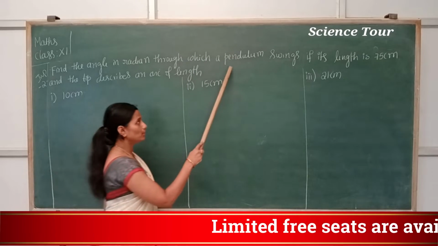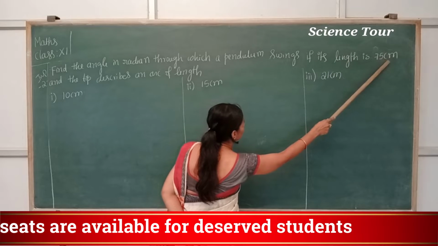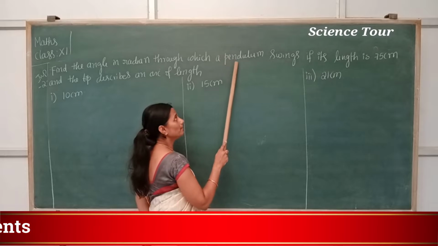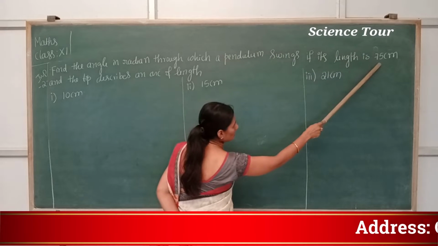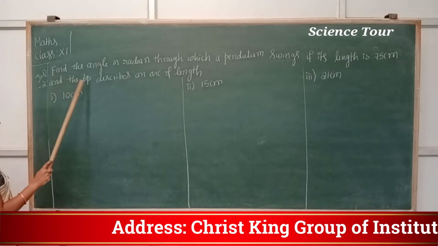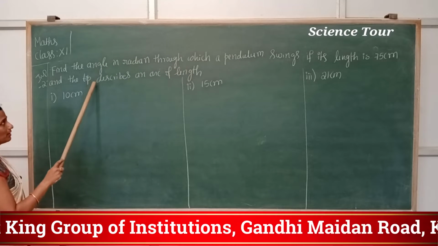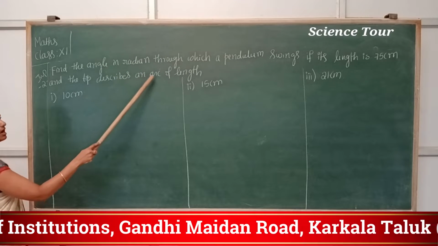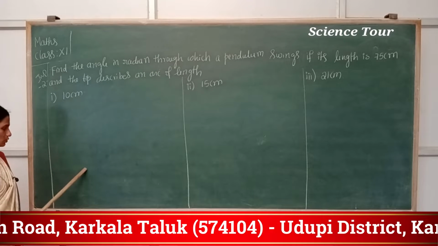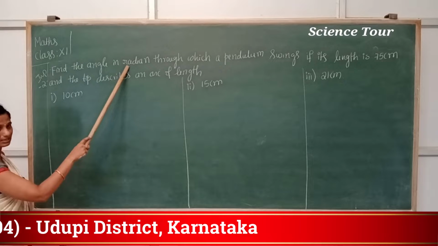Through which a pendulum swings if its length is 75 centimeter, and the tip describes an arc of length, how much here? 10 centimeter. First question, with this 10 centimeter find the angle theta.